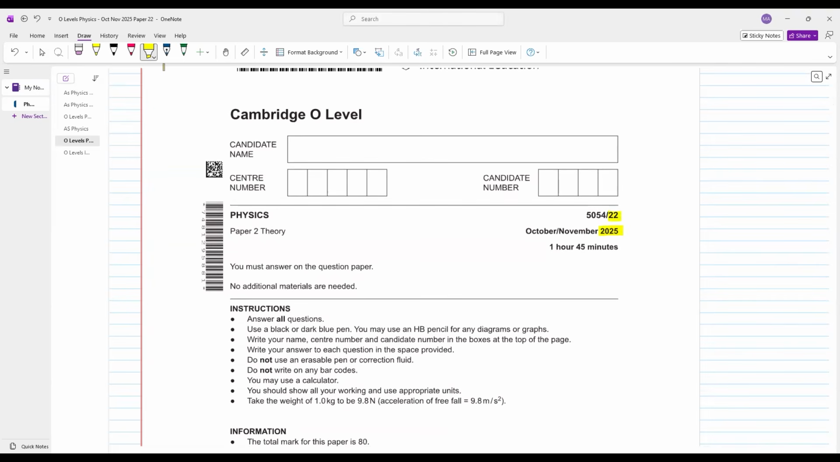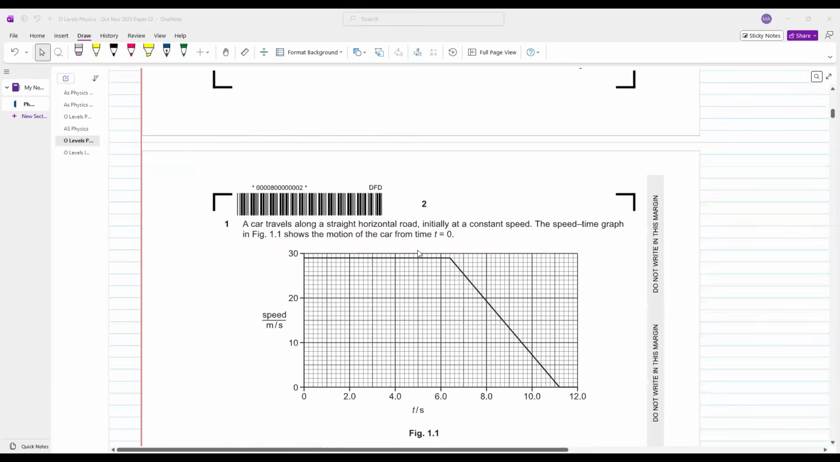October November 2025, Paper 2, Variant 2, a 1 hour 45 minutes paper. This is O level physics. So let's get started with it.